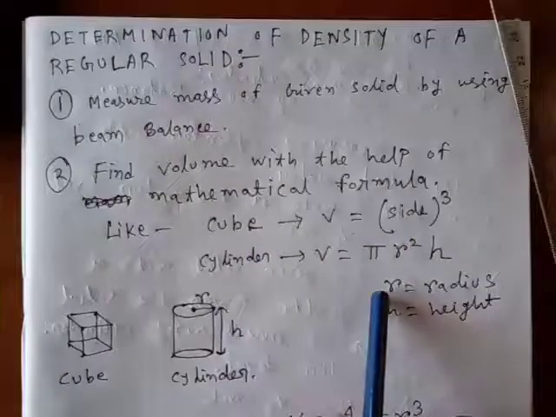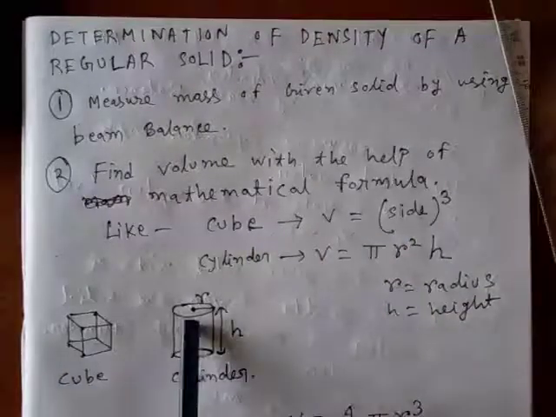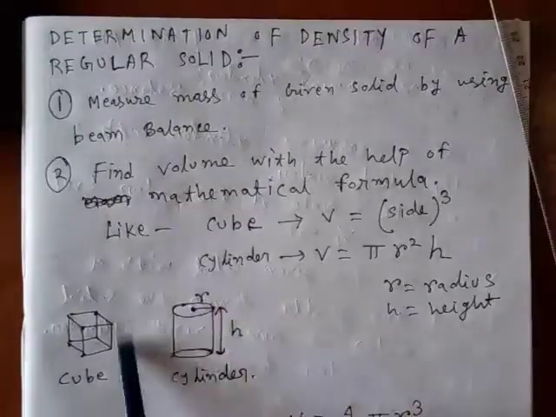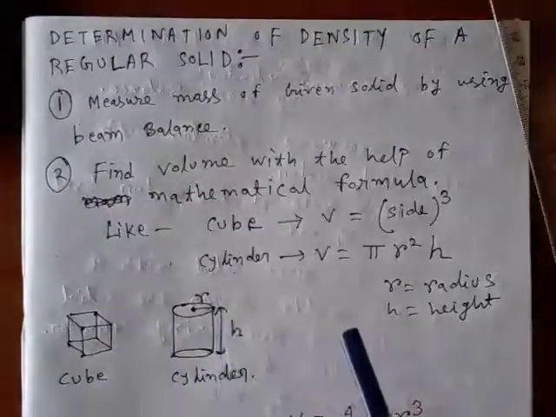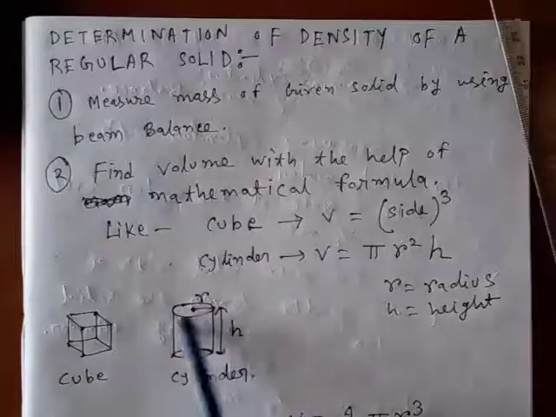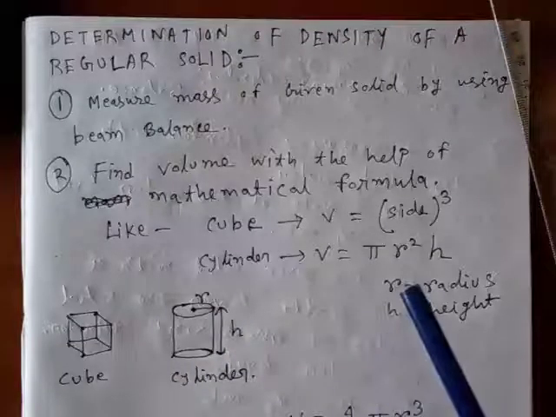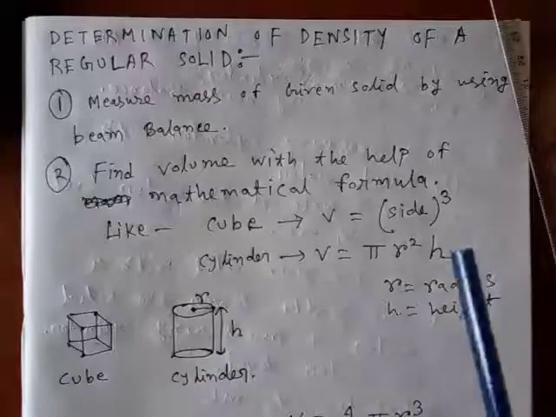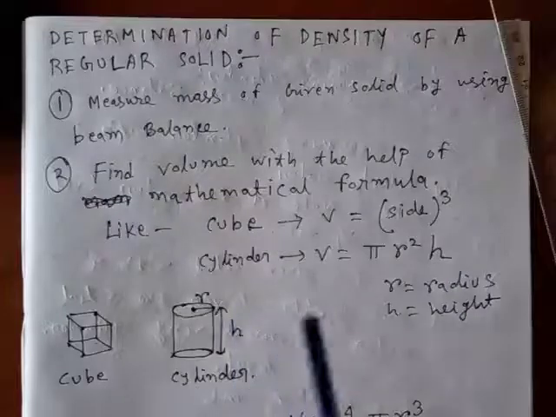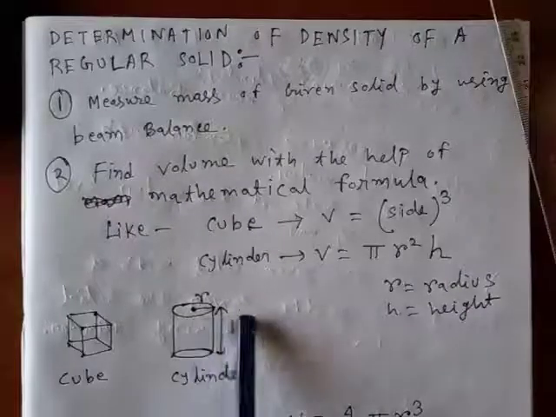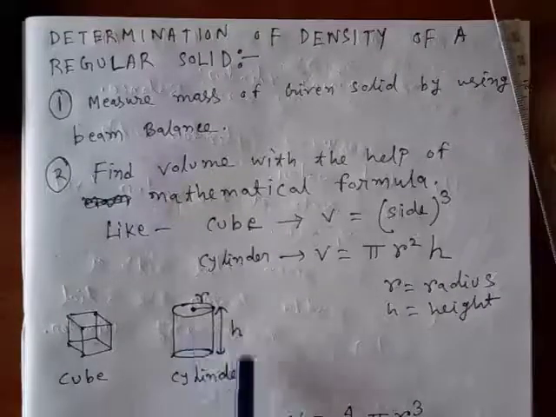In case of a cylinder, this is basically a cylinder. You can say that a cylinder is basically a can. You know the cold drinks can, that is a cold drinks can. So that is the radius r and height h.